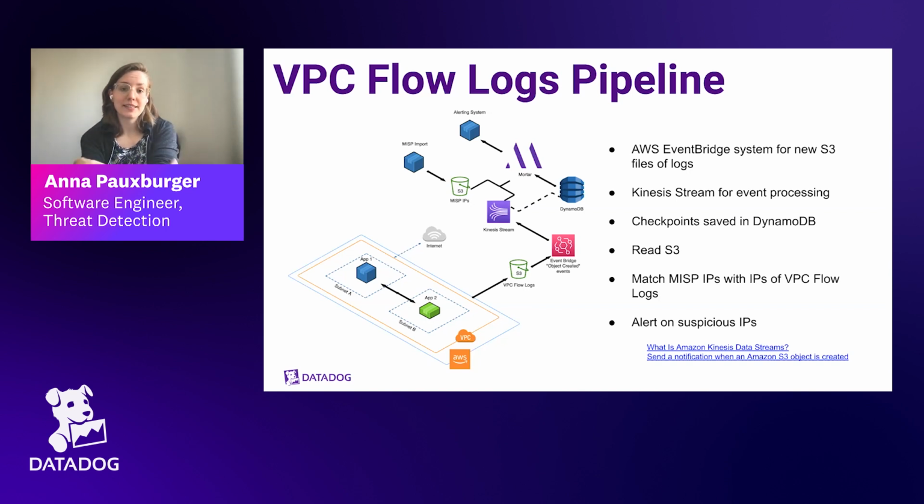We chose Kinesis over other event processing solutions like Kafka because of its low operational costs and an easy integration with EventBridge. Another option would be to use SQS queues.